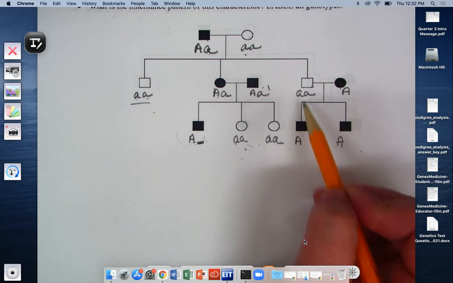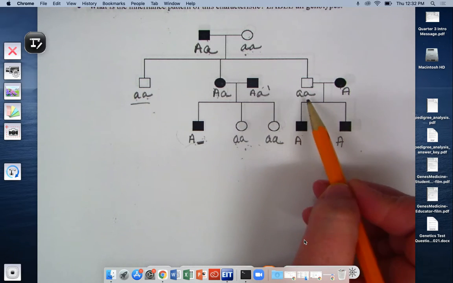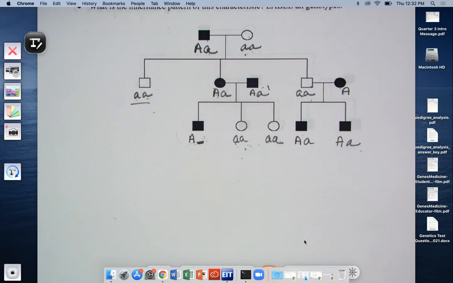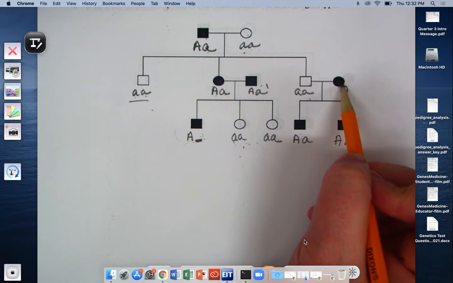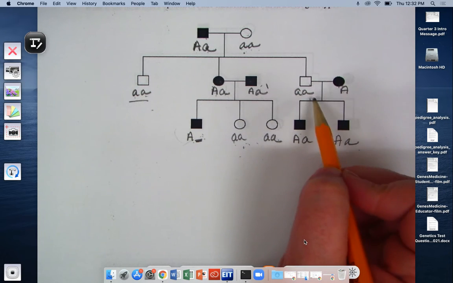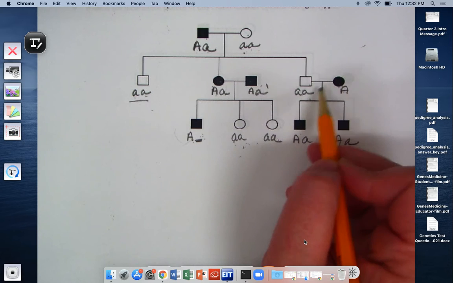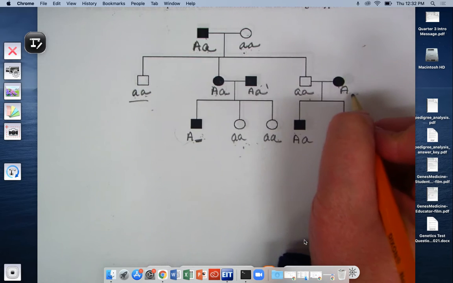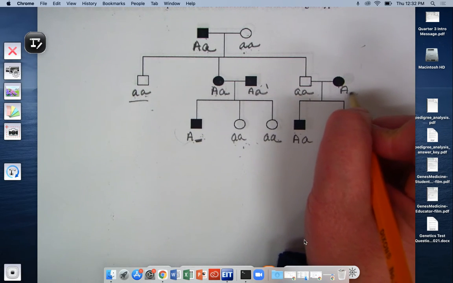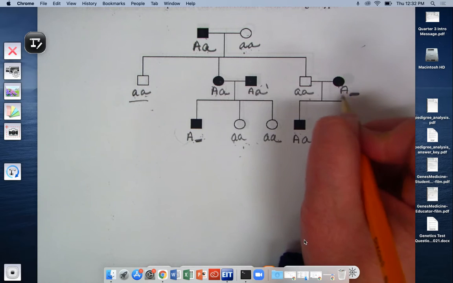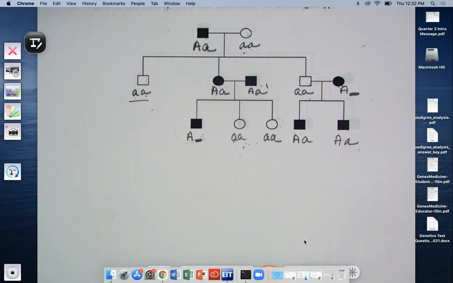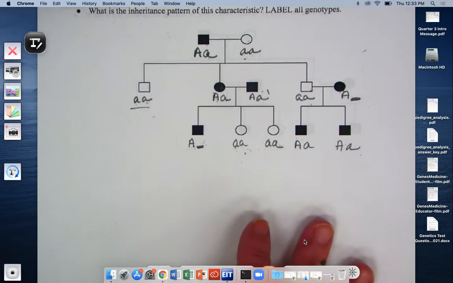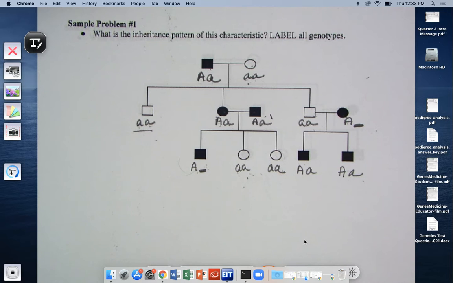How about here? Well, this parent is going to donate a lowercase a, so both of them are going to have that. But what about this parent? Wouldn't really know, right? We don't know their parents. And this A definitely could go to either one. They could have two capital A's, or they could have a lowercase a. So this parent, we don't know either. And so that is the proper answer. This is for sample problem 1.